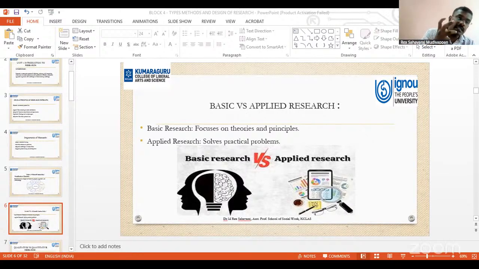When it's basic research, it's to formulate the theory. So you collect data. The main fundamental is to formulate the theory. So you want to study the problems that exist in older persons, and you formulate a theory. What are the problems that exist? Why do they exist? So that is basic research.